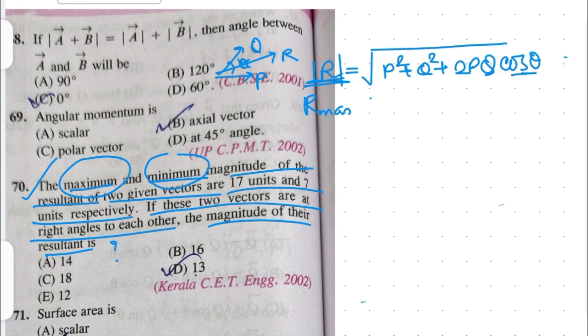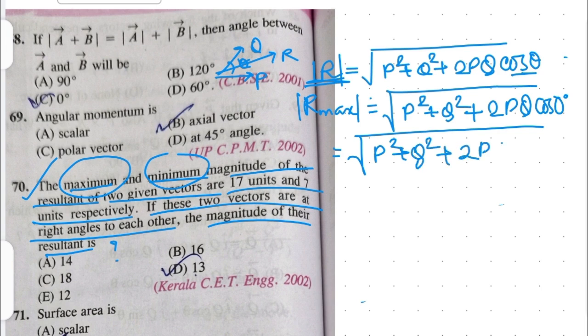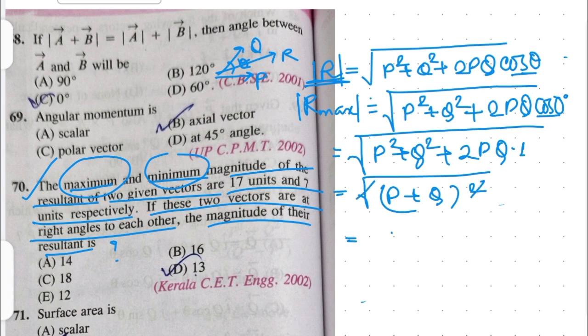So R max magnitude is root over P square plus Q square plus 2PQ cos 0 degree. As we know, cos 0 is 1, so it's simply 2PQ. Now we can write it like P plus Q whole square, that is P square plus Q square plus 2PQ. Now root and square will be cancelled, so it is P plus Q.